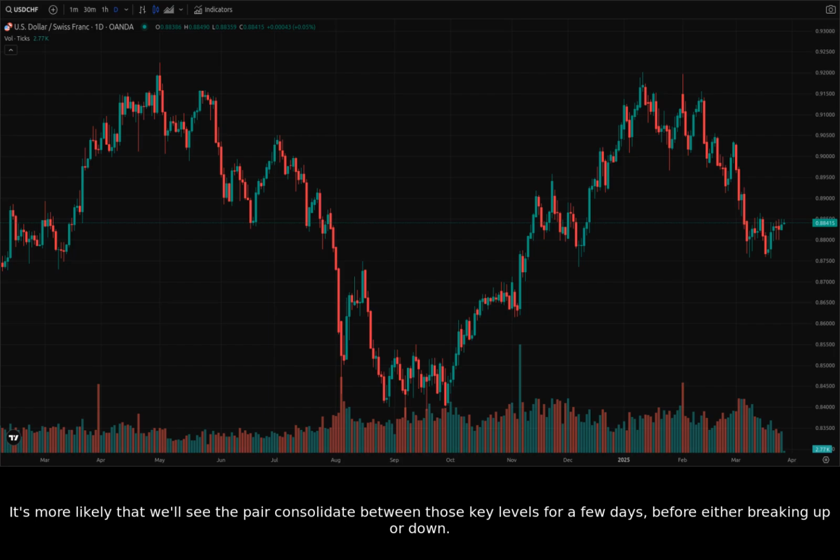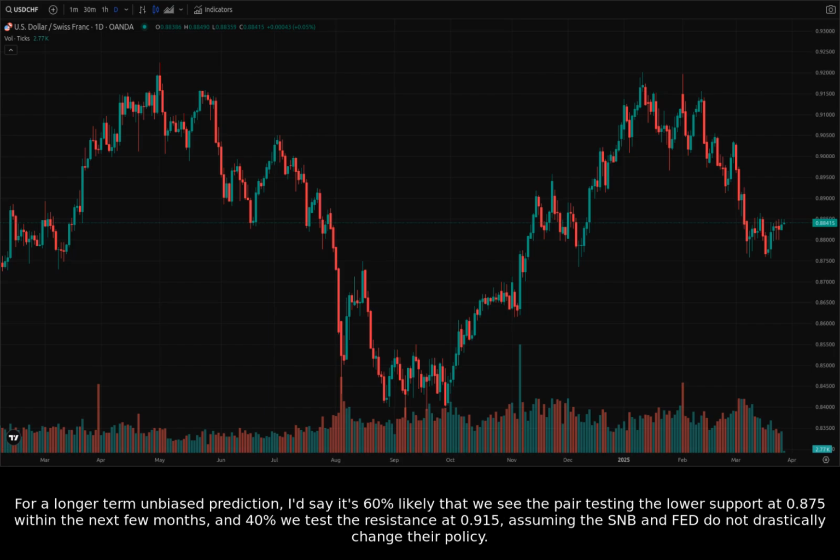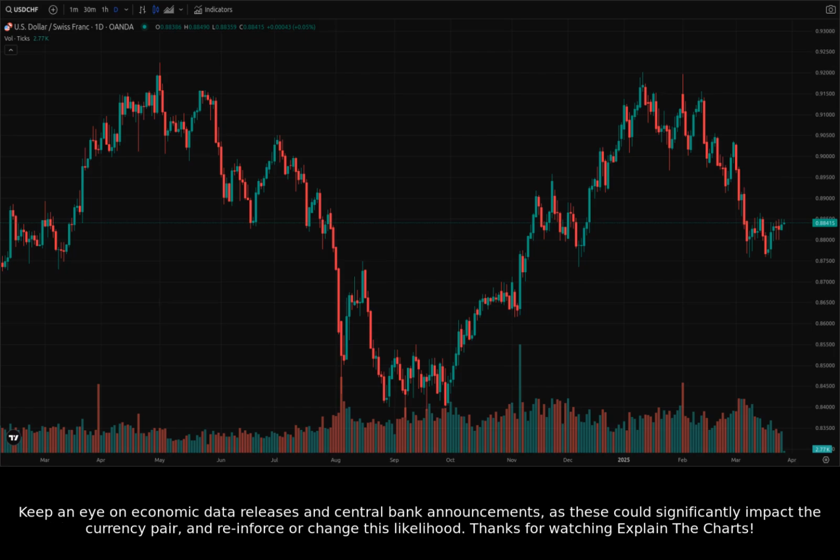up or down. For a longer-term unbiased prediction, I'd say it's 60% likely that we see the pair testing the lower support at 0.875 within the next few months, and 40% we test the resistance at 0.915, assuming the SNB and Fed do not drastically change their policy. Keep an eye on economic data releases and central bank announcements, as these could significantly impact the currency pair and reinforce or change this likelihood.